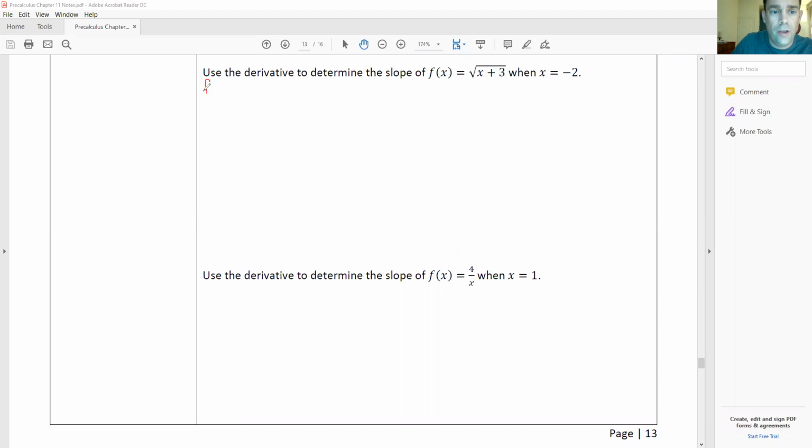All right, let's see how you all did here. So f prime of x equals the limit as h approaches 0 of f of x plus h minus f of x all over h. So we're going to plug all our numbers in here. So the square root of x plus h plus 3 minus the square root of x plus 3, all over h.